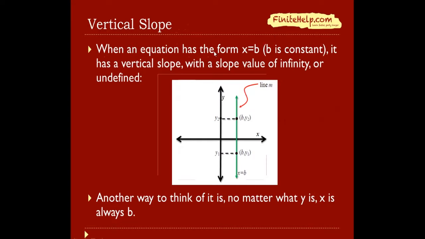The other special case is the vertical slope, and a vertical line is going to have the form x equals b, where b is a constant. So here y is not present, so no matter what y is, x is always going to be b. So here you can see it's a vertical line. And the slope value is considered to be infinity or undefined.